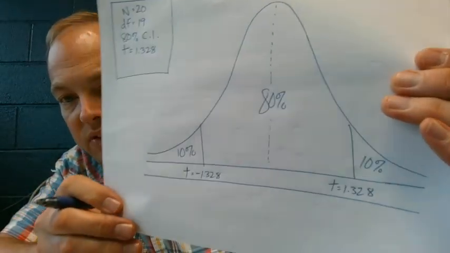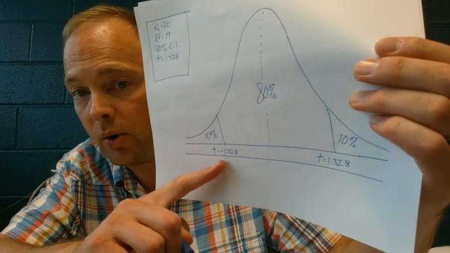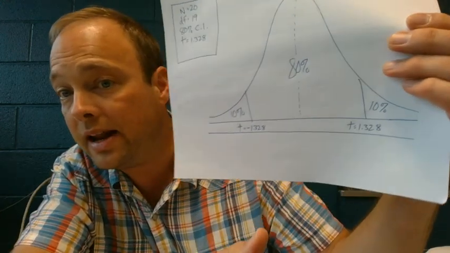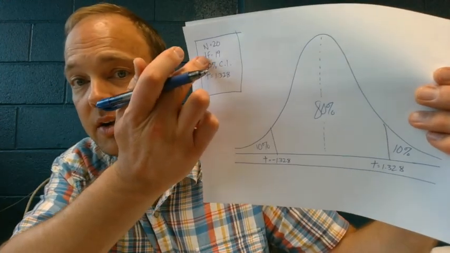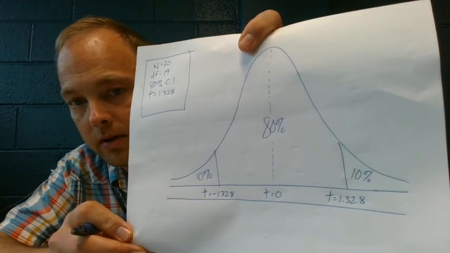First thing I'll do is add my t-values. T equals negative 1.328 on the left side. T equals positive 1.328 on the right side. Again, that t-value, 1.328, or negative 1.328, positive 1.328, came from the table. Degrees of freedom, 80% confidence intervals. I'm going to place a t of what in the middle? What goes in the middle? A t of 0. Cooking with gas now.